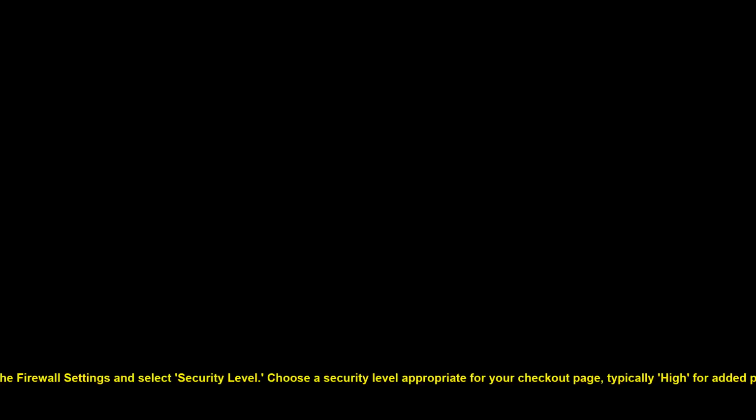Next, you will need to configure a security level. Scroll to the firewall settings and select Security Level. Choose a security level appropriate for your checkout page, typically high. Proceed to the WAF section under the Firewall menu. Enable the web application firewall if it isn't already activated.